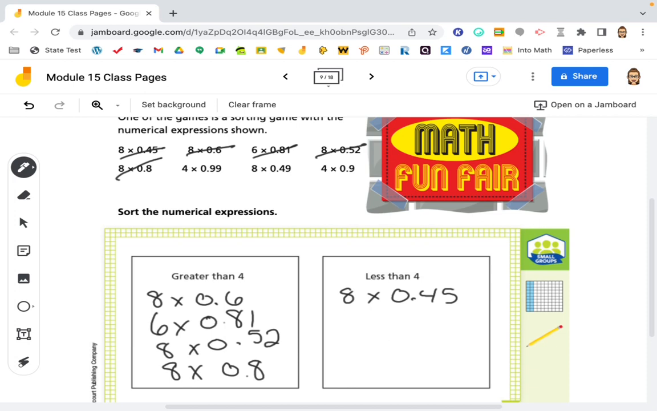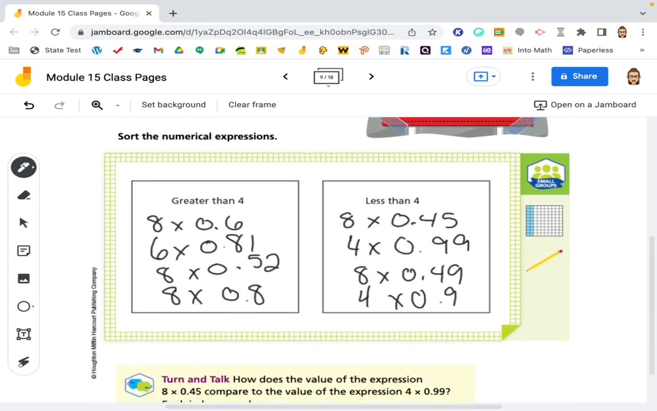Then we have 4 times 99 hundredths. Well, 4 times 1 would be 4, so that's going to be less. 8 times 49 hundredths: 49 hundredths is less than a half, so it's going to be less than 4. Then we have 4 times 9 tenths. 9 tenths is less than 1, so it's going to be less than 4.